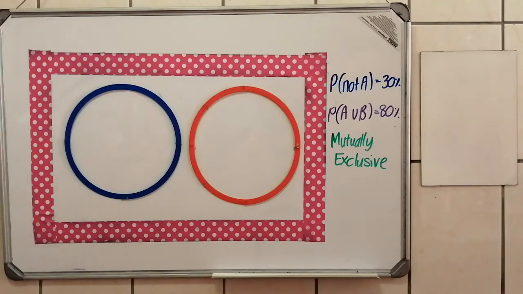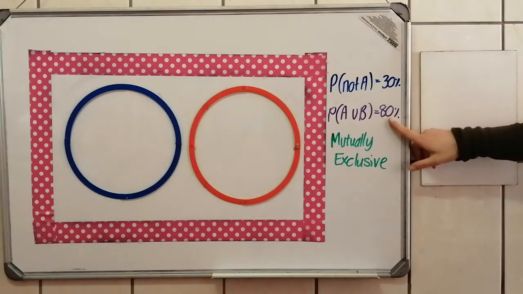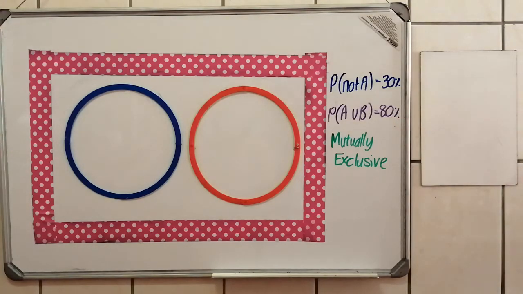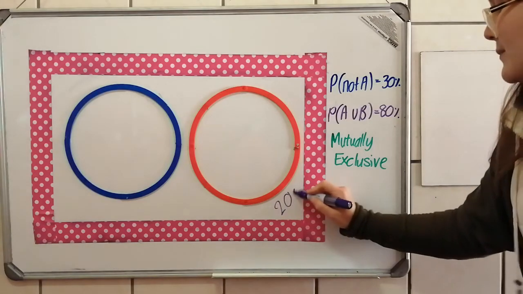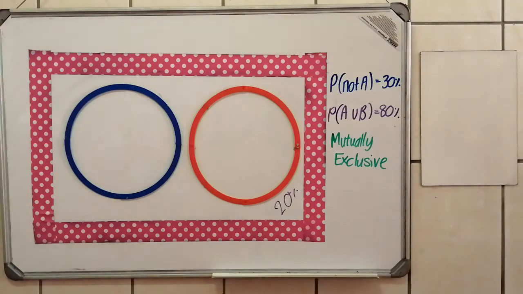Because remember, if they're complementary, their union must be that I've used 100% of my sample space. I haven't used 100% of my sample space. I've only used 80%. So that means there must be 20% on the outside. So it's not exhaustive. It's only mutually exclusive. So the probability of not A is 30%. So remember, not A is everything that lies on the outside.